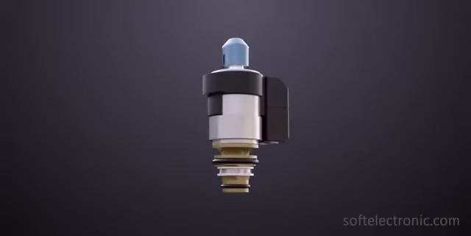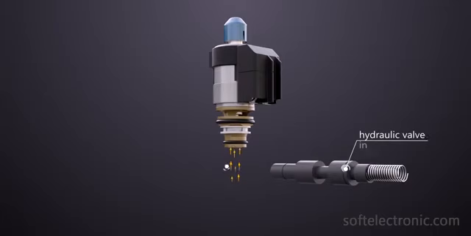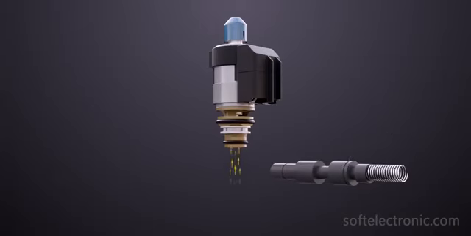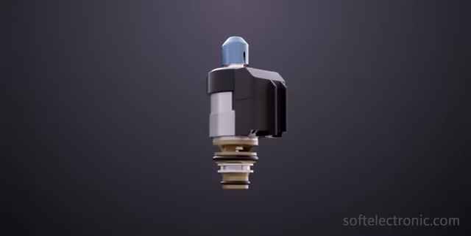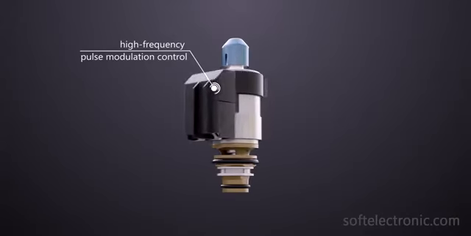The solenoids are electro-hydraulic valves and are the executive elements of the control unit in the mechatronic. Their role is to manage the hydraulic valves in the valve body by letting in transmission fluid under specific pressure. In modern automatic transmissions, the solenoids work on a higher frequency, which helps for faster gear changing.